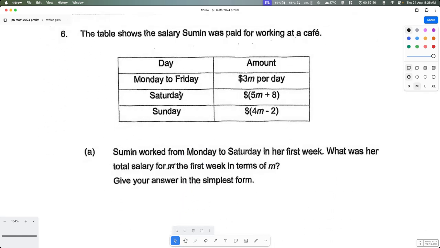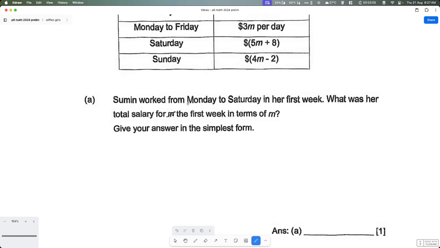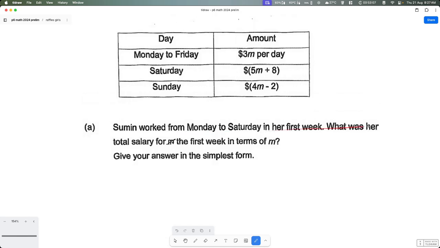Question number 6. The table shows the salary Sumin was paid for working at a cafe. Monday to Friday, $3M per day. Saturday, $5M plus $8, and Sunday, $4M minus $2. Part A: Sumin worked from Monday to Saturday in her first week. What was her total salary for the first week in terms of M? Give your answer in simplest form.